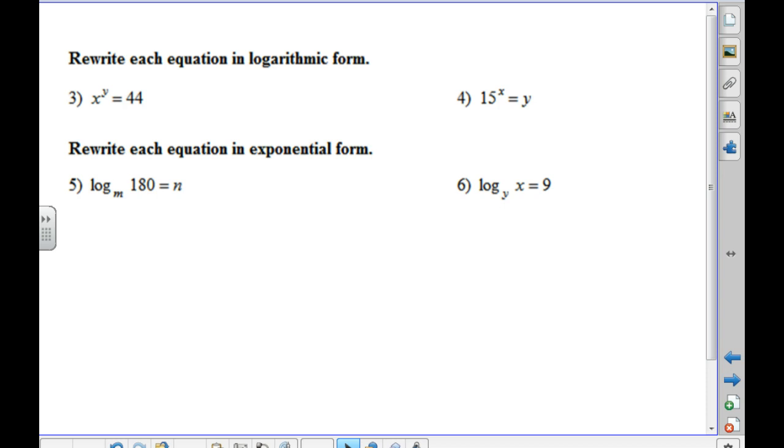This is a worksheet that was on your desk when you came in. It says sections 1 to 3 on the top. Can anybody tell me?